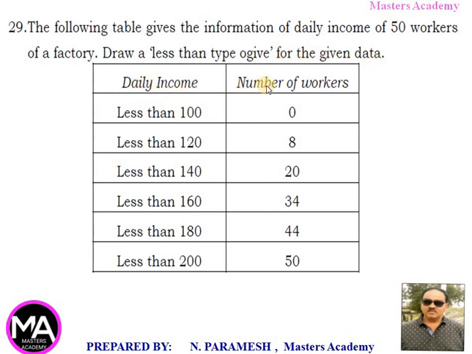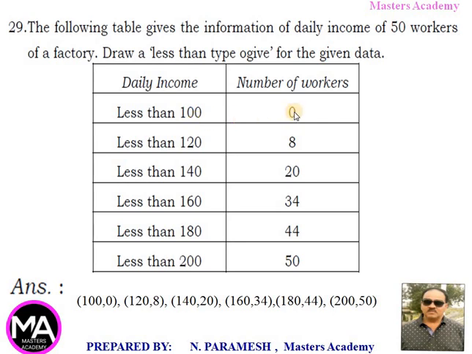Daily income, number of workers: less than 100, 0; less than 120, 8; less than 140, 20; less than 160, 34; less than 180, 44; less than 200, 50. Answer: (100, 0) ordered pair, (120, 8) ordered pair, (140, 20) ordered pair, (160, 34) ordered pair, (180, 44) ordered pair, (200, 50) ordered pair.